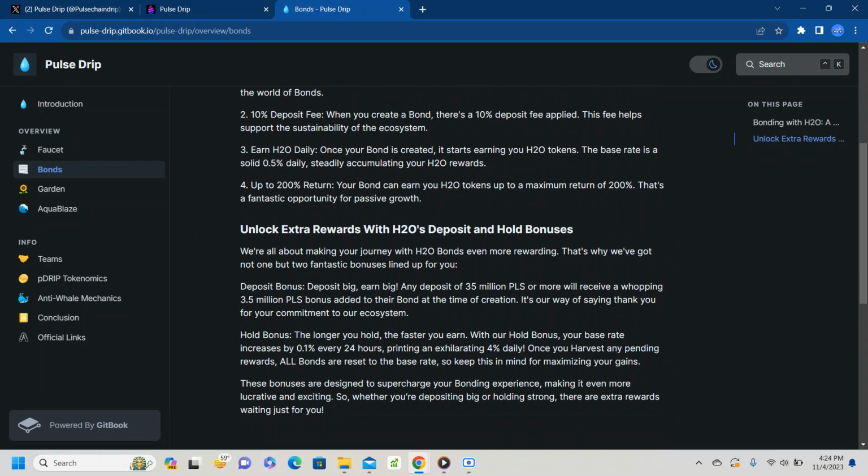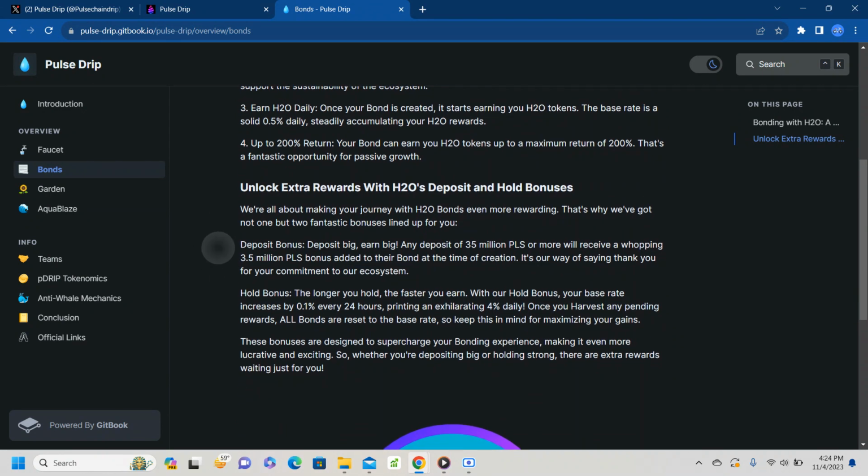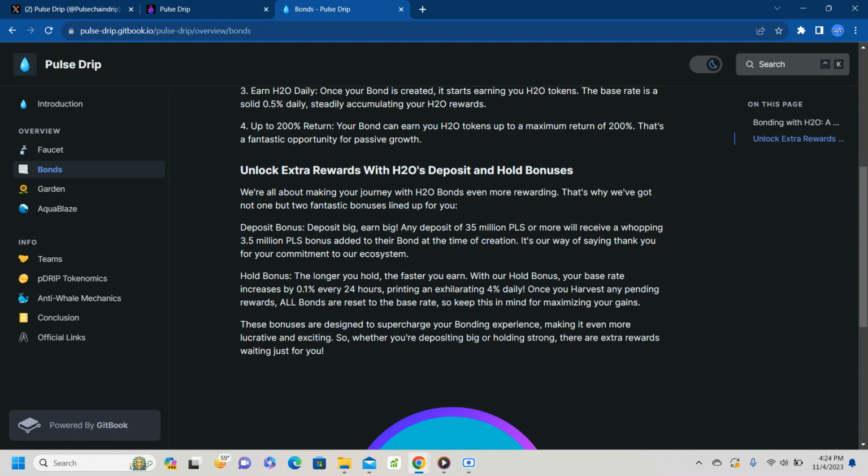And then it says here, earn H2O daily. Once your bond is created, it starts earning you H2O tokens. The base rate is a solid 0.5 daily, steadily accumulating your H2O rewards. Then it says here, up to 200% return. Your bond can earn you H2O tokens up to a maximum return of 200%. That's a fantastic opportunity for passive growth, right?